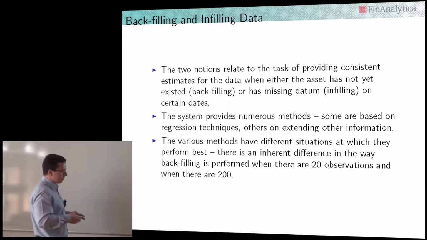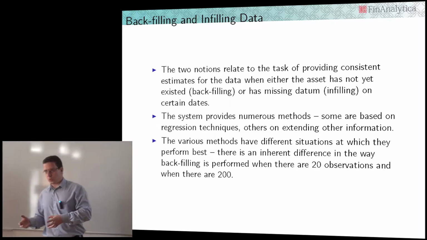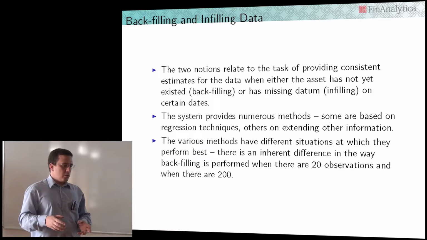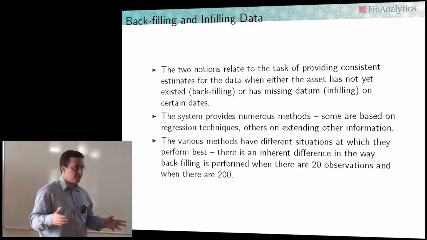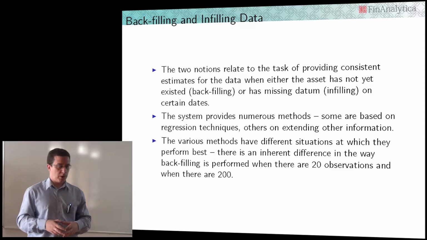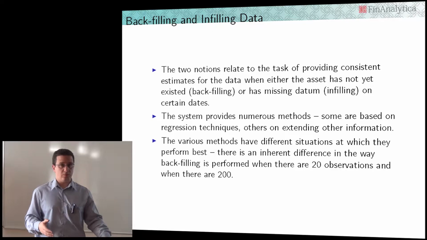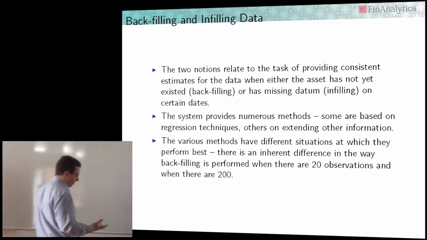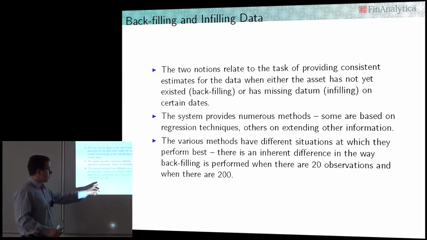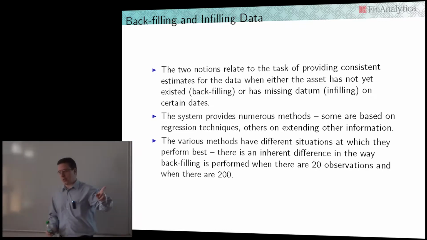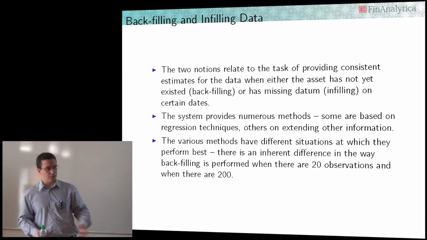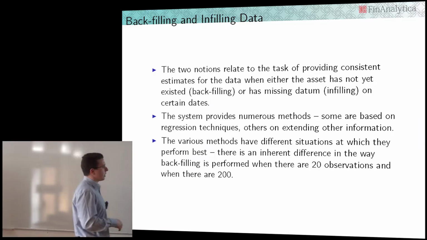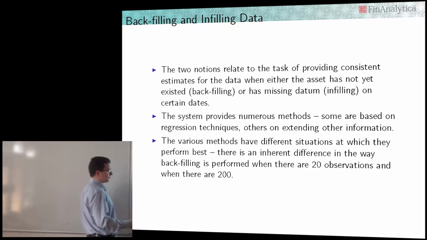And because there are different situations where different methods work best. One method is best when you have 20 observations and you need 61, so you actually have to triple the data points that you have. And it's a whole different situation where you already have 200 simulations and you need, let's say, 240 for a 1 year period. So different methods work in different places. We'll see some examples of that.